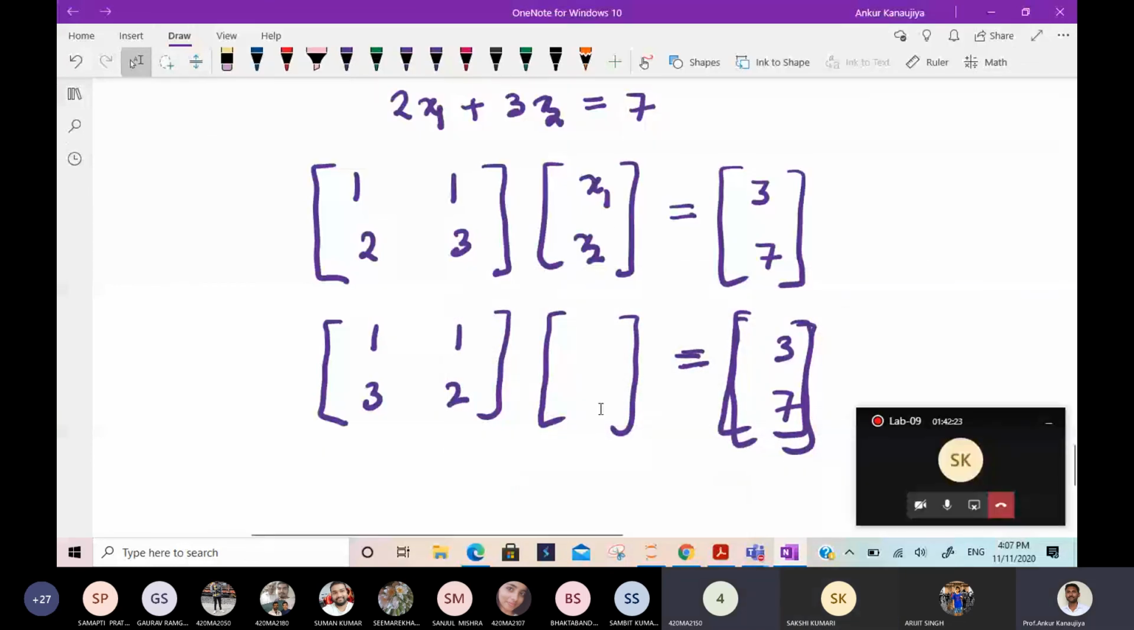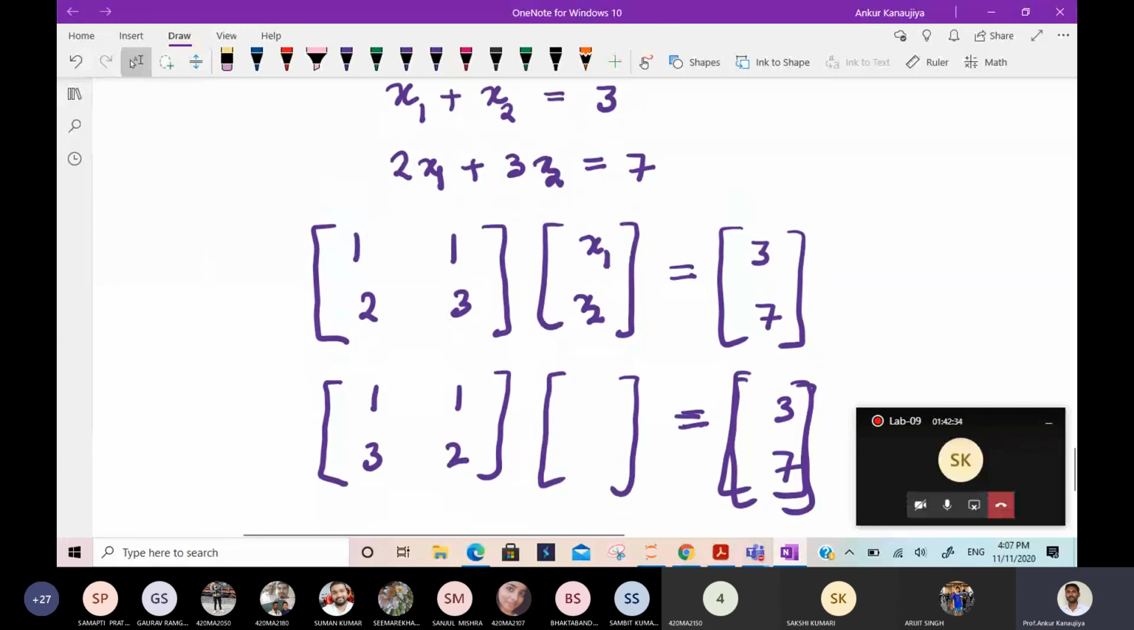After interchanging the column, 1 3 becomes 1 2, and the right-hand side remains the same. In equation form, the first equation remains x1 plus x2 equal to 3, but the second equation changes. It becomes 3x1 plus 2x2 equal to 7. The roles of x1 and x2 have changed.